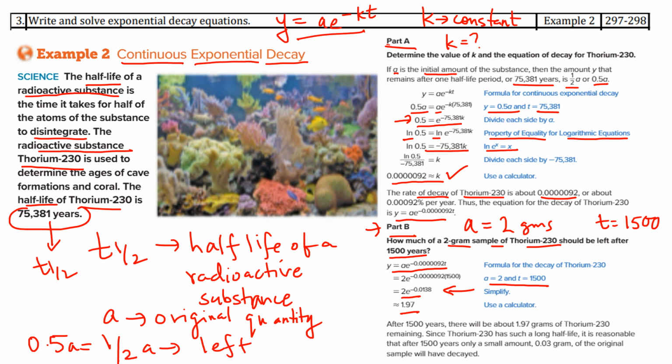Now what does that tell you? That tells you that after 1500 years have passed, only 1.97 grams of thorium will be remaining. So you started with 2, but after so many years passing also, since the rate of decay, the constant k that you got was very, very less, so it took a lot of time for the decay, 1500 years, and still only this much, 0.03 grams was decayed. And how much was left? 1.97. That completes the important word problem on continuous exponential decay.